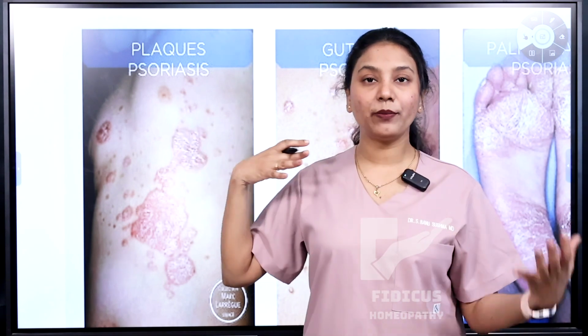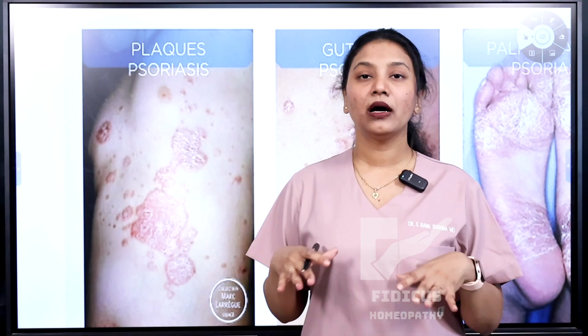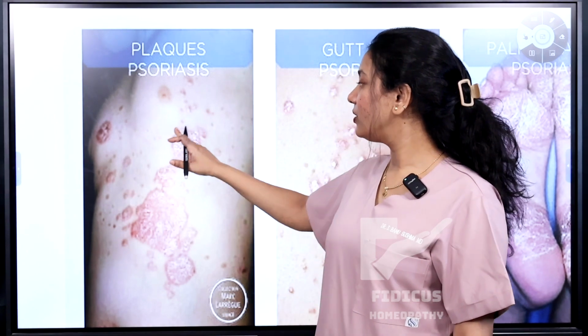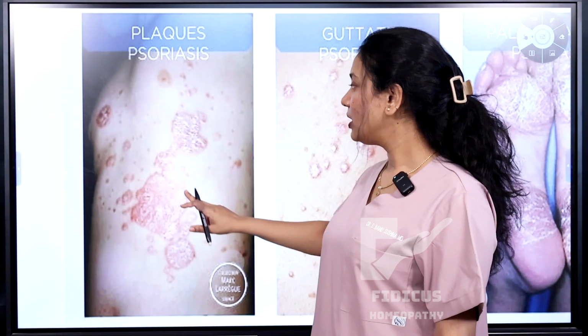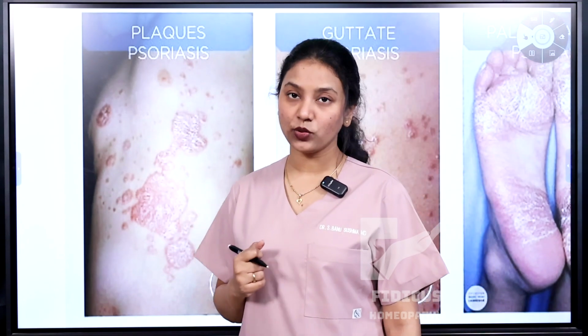This psoriasis usually appears on the trunk region, in the elbows and also in the folds in certain people. Usually it appears in the trunk region and you can see these patches. Usually it occurs because of stress and it is the most common form of psoriasis.